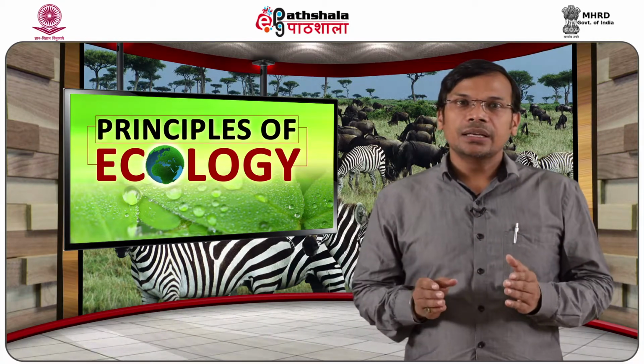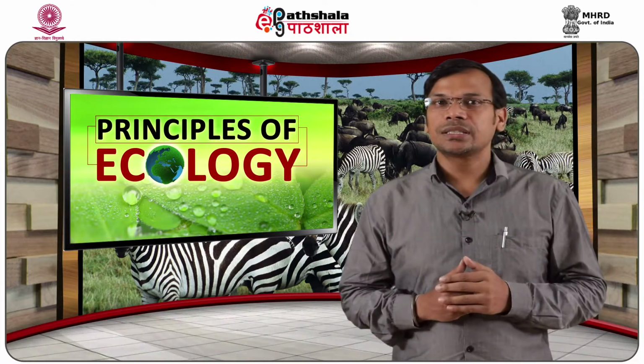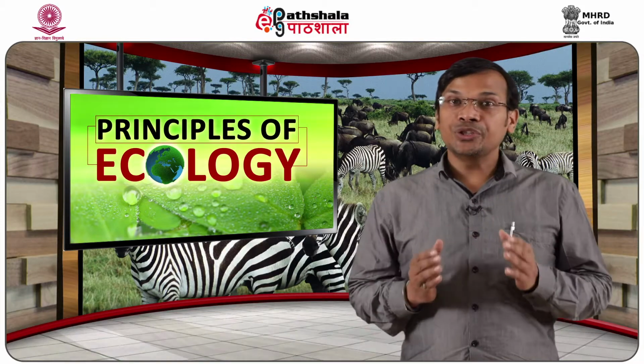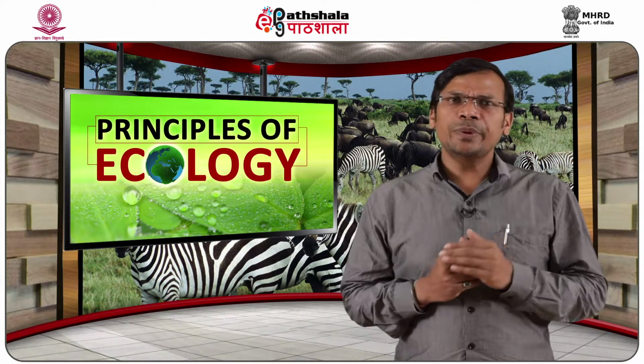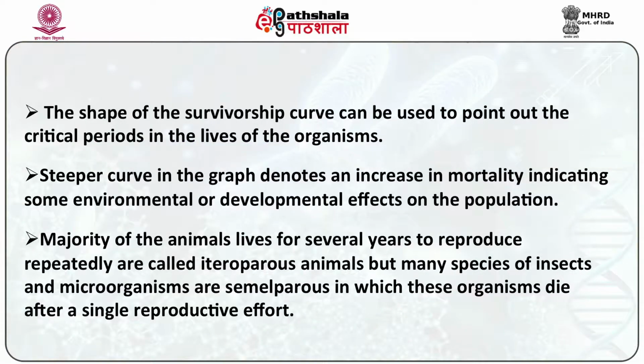Populations characterized by a type 3 survivorship curve often need to have high birth rates in order for the population size to remain constant. High birth rates ensure that enough young survive to reach the reproductive stage, thereby ensuring that the population continues to maintain itself. The shape of the survivorship curve can be used to pinpoint the critical period in the life of the organism. Wherever the curve becomes steeper, there is an increase in mortality, indicating some environmental or developmental effects on the population.